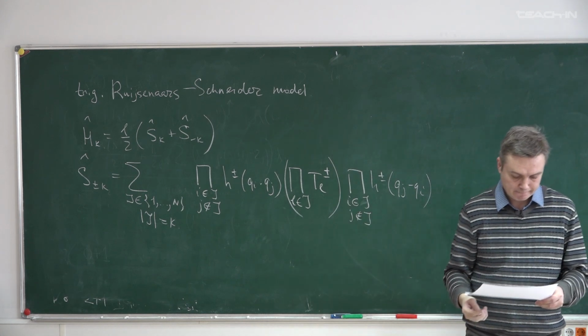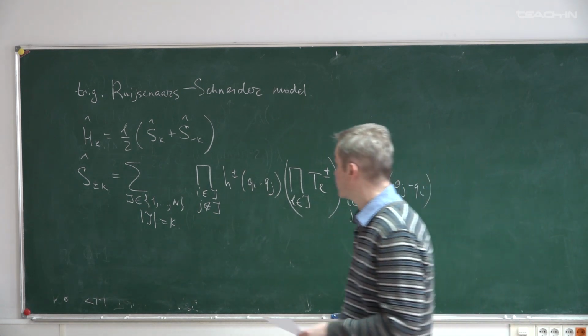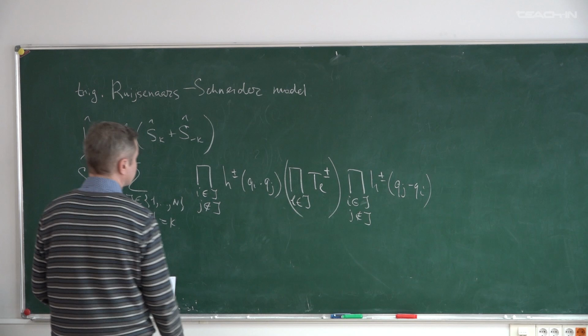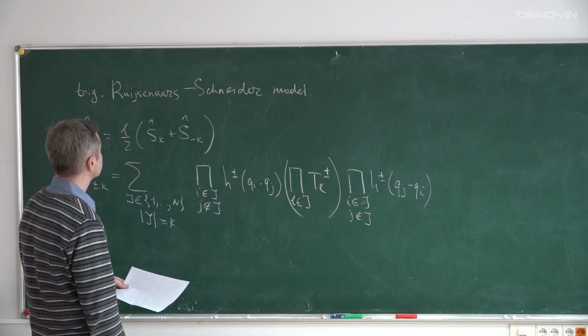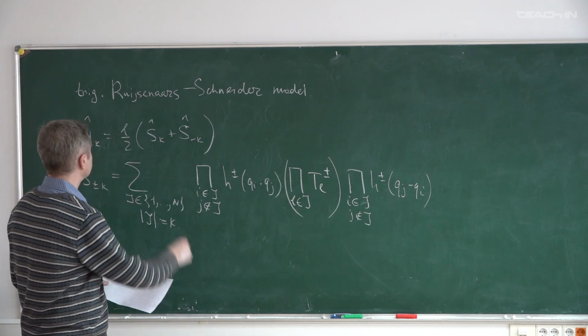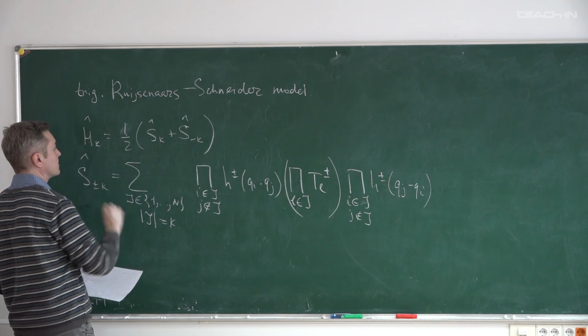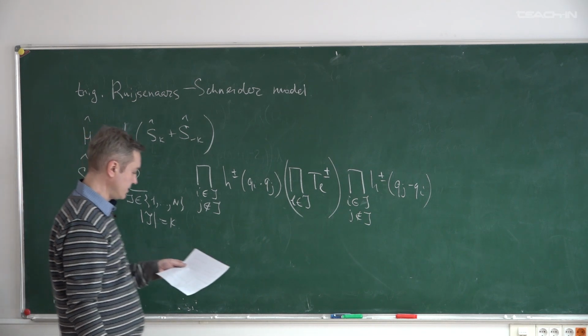Sorry, I have a question. In the expression of the h hat, you have L over 2, right? No, there's 1 over 2, just 1/2.